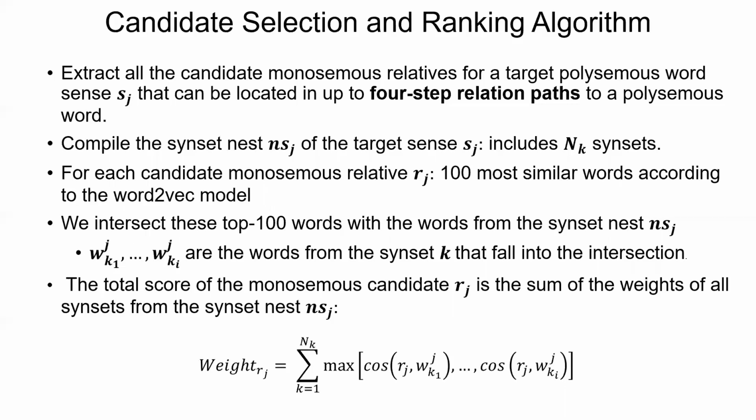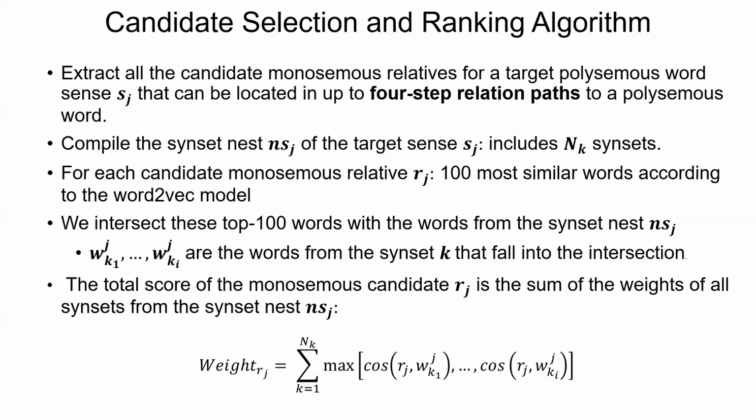Now, let us turn to our algorithm itself. The selection and ranking method consists of the following steps. We extract all the candidate monosemous relatives within 4 steps from a target polysemous word sense. Then we compile the synset nest.